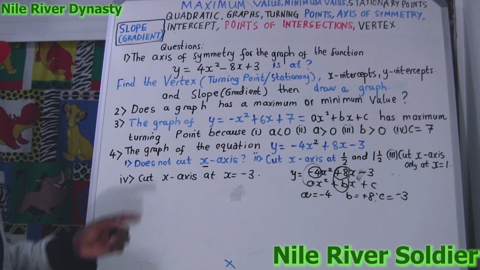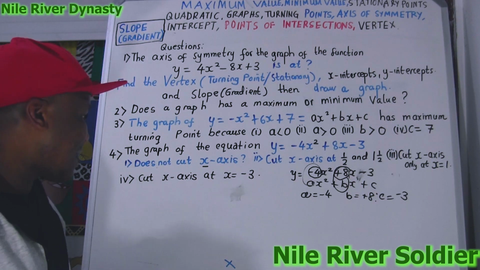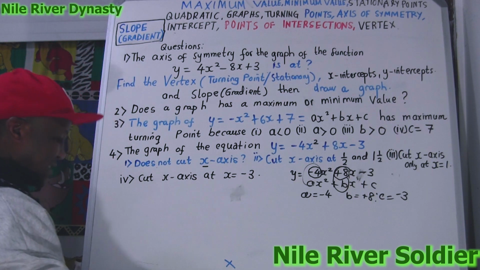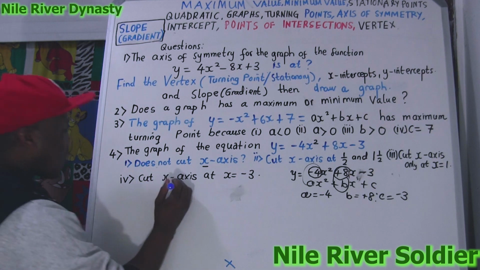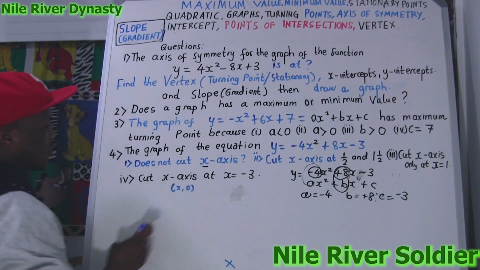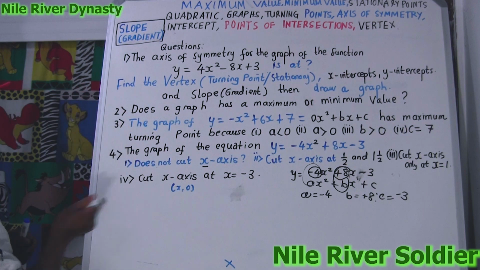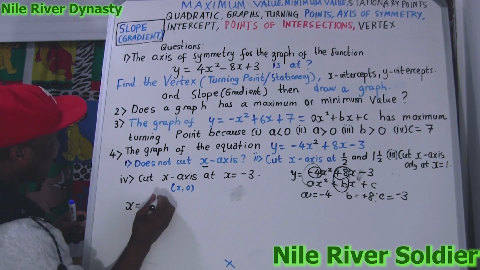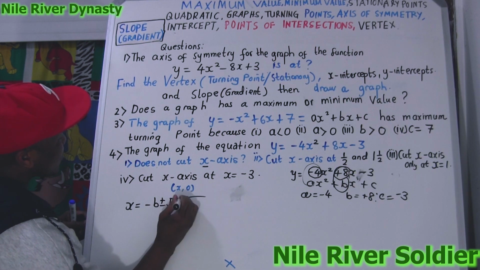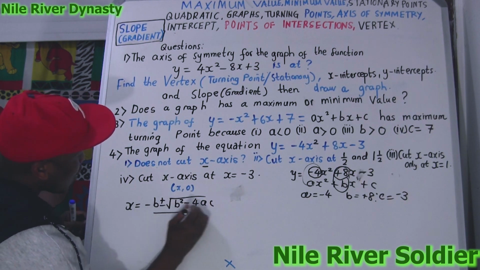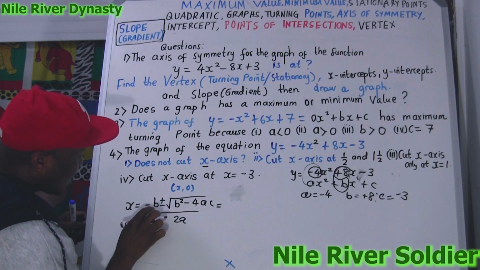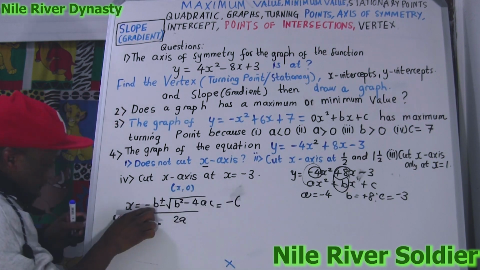Now, the one where it cuts at x means these are x-intercepts. So we have a formula for finding the x-intercept. At the x-intercept, y equals 0. So if I want to get the x-intercept, I have to apply my formula. Easy. The formula of the x-intercept is x equals negative b plus or minus the square root of b squared minus 4ac, over 2a.